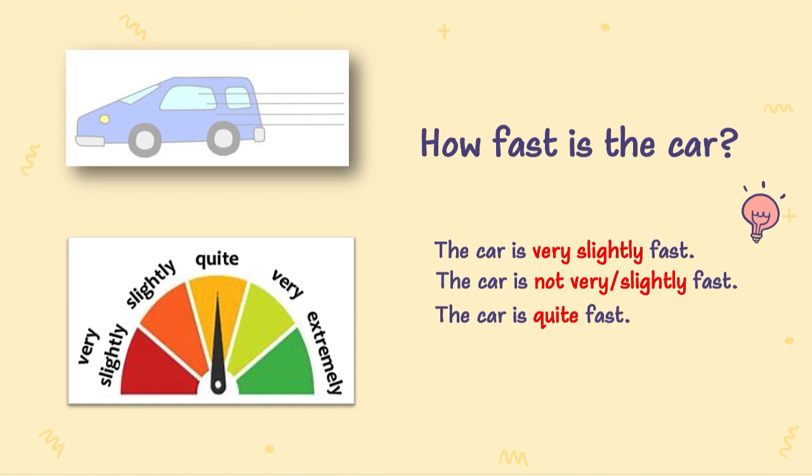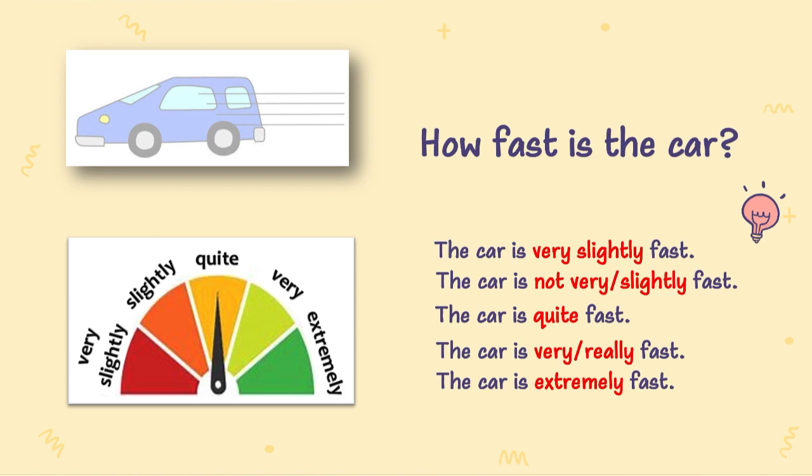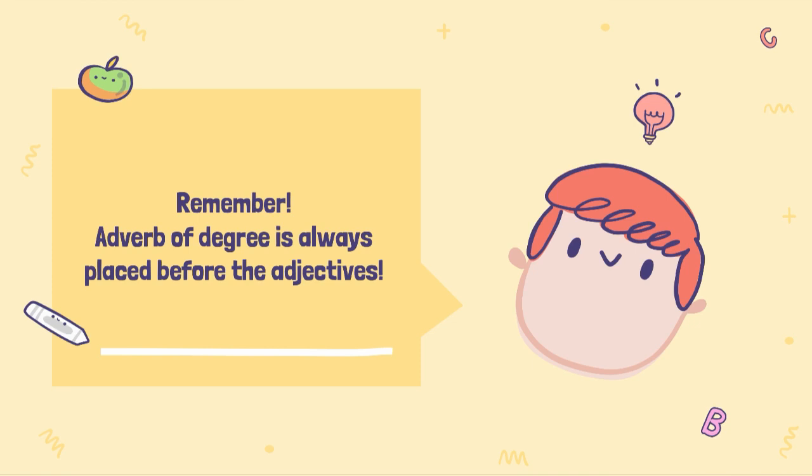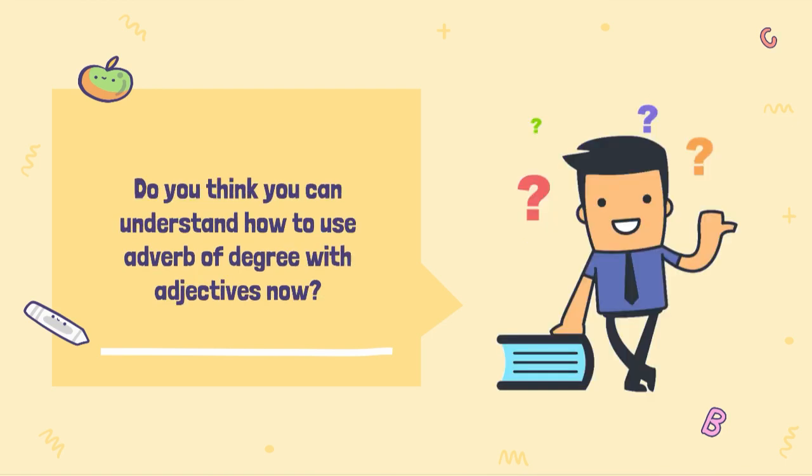Alright, and then the car is quite fast. Okay, quite fast. And then the car is really fast. Okay, the car is really fast. Last one is the car is extremely fast. Okay, do you think you can guess the meaning of all these adverbs of degree? You can look at the one with the color just now, yeah? Okay, so remember, adverb of degree is always placed before the adjectives in a sentence, alright?